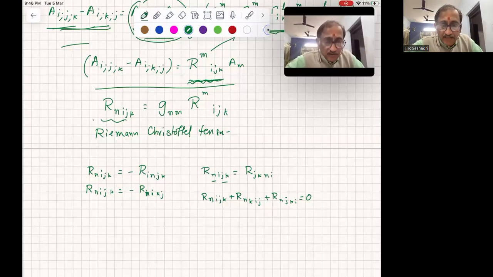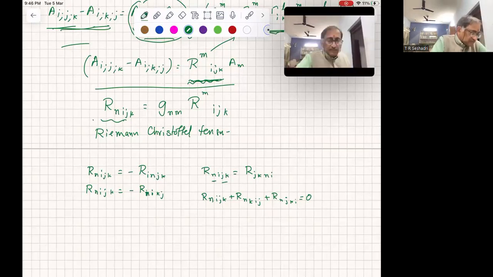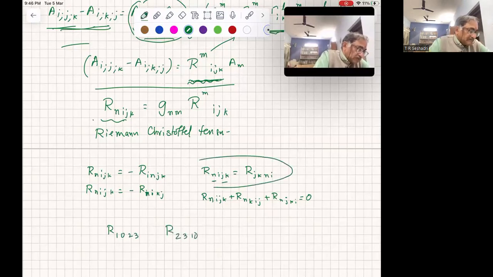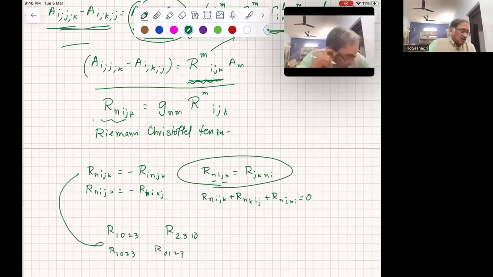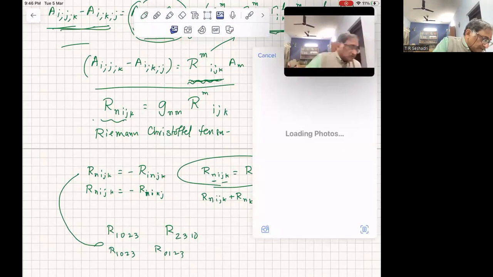Now let us see how many independent components of R there are, because since all these are related, all of them can't be independent. For example, if I know R1, 0, 2, 3, I automatically know R2, 3, 1, 0 because of this property. Similarly, if I know R1, 0, 2, 3, I know R0, 1, 2, 3 because of this property. So all of these cannot be independent. The question arises, how many independent components are there?